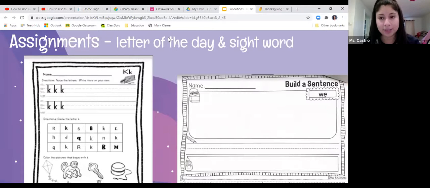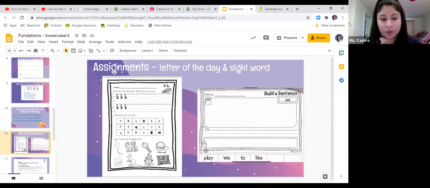That is it, boys and girls. That is today's work for Fundations. That's the lowercase k and the sight word we. All right. So what Miss Castro is going to do is I'm gonna do something fun with you now for Thanksgiving.